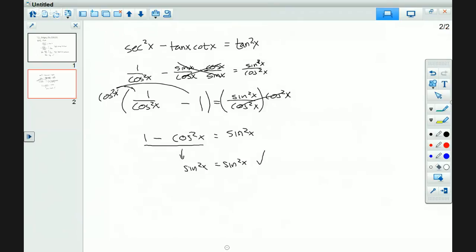I bet we can do this in 2 steps or less. Anybody have any ideas on how to do that? I'll show you a different way here. There's nothing wrong with this whatsoever. There's just an easier way. There is an easier way. Okay, see these two?